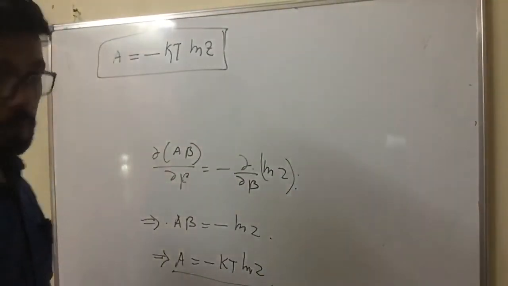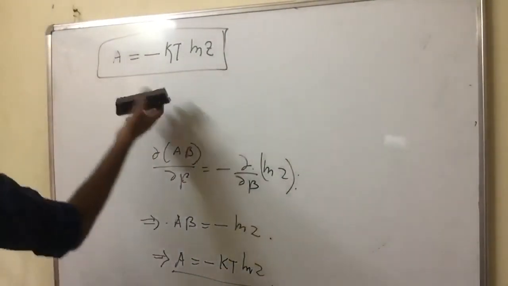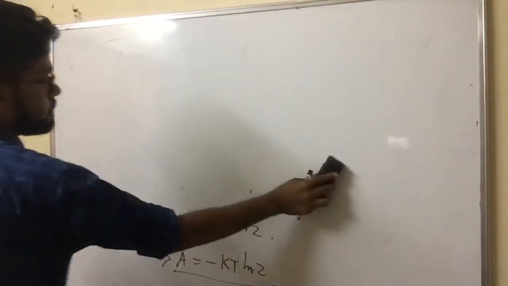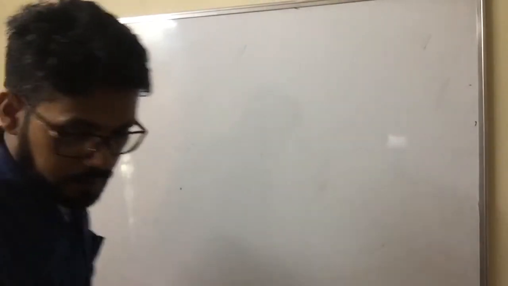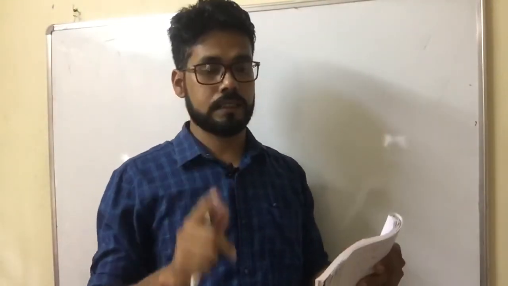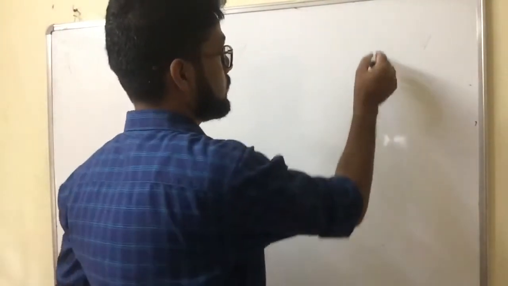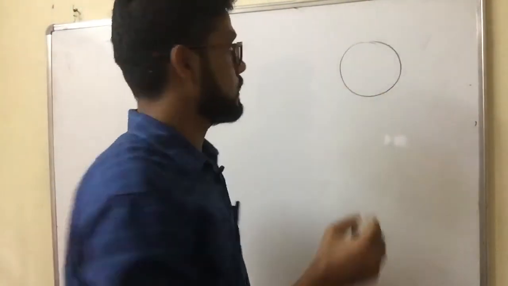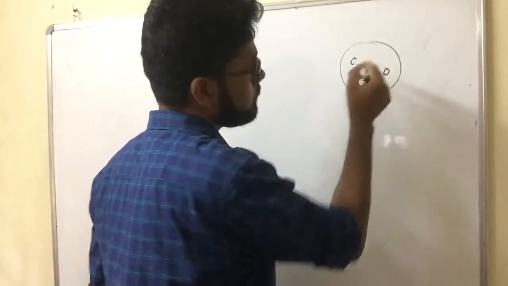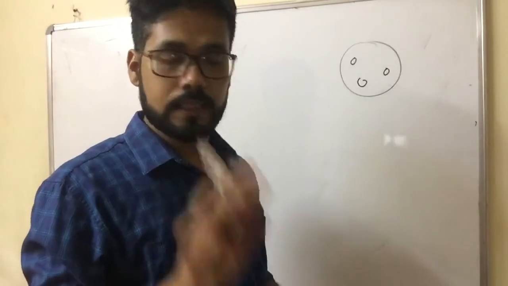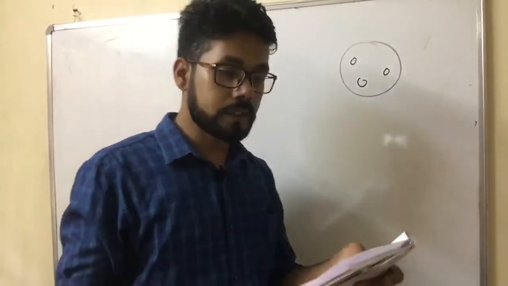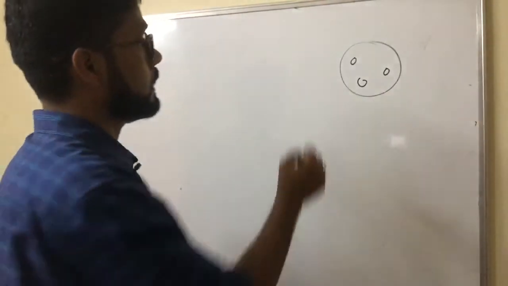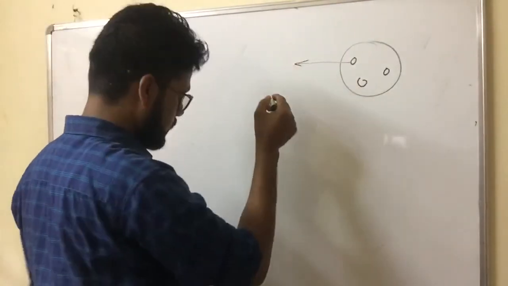Now if you do one or two problems, then you can understand easily. I am not going to write the question. Consider a system of 3 particles: 1 particle, 2 particle, 3 particle. Okay, you try to understand the question. Consider a system of 3 particles. Each particle has 3 energy levels.